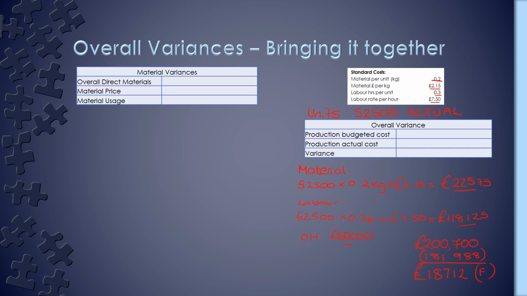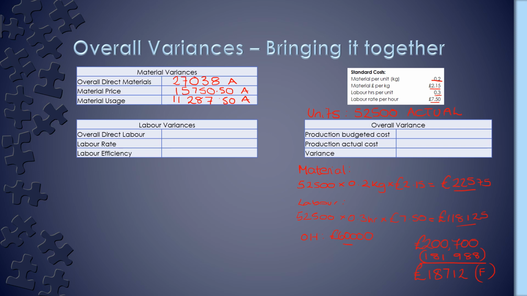So now let's populate what we know. Our direct overall material variance was £27,038 adverse, and that was broken down into a material price variance of £15,750 50p adverse, and a usage variance of £11,287 50p adverse.